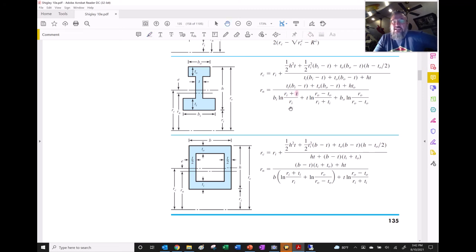That should be Ti, because it makes no sense for it to be this thickness. It should be Ri plus Ti, just like this is Ro minus To, right? Divided by Ri plus Ti, right? So this thickness doesn't matter. So this guy right here should be Ti. So that's a mistake that's in the book.